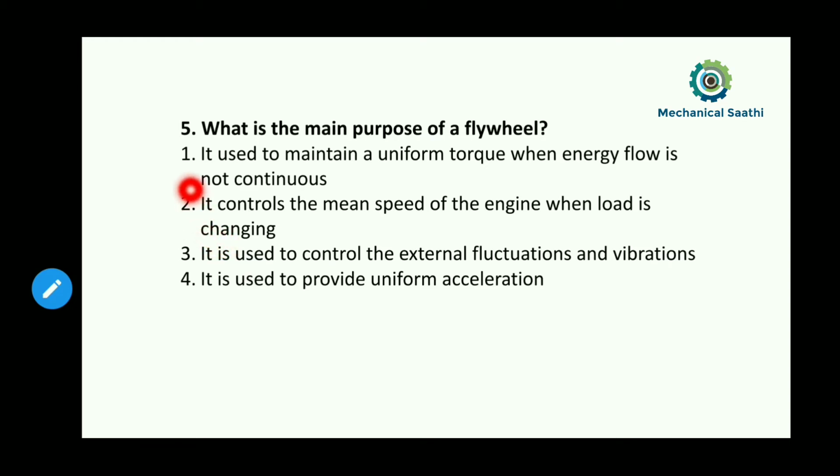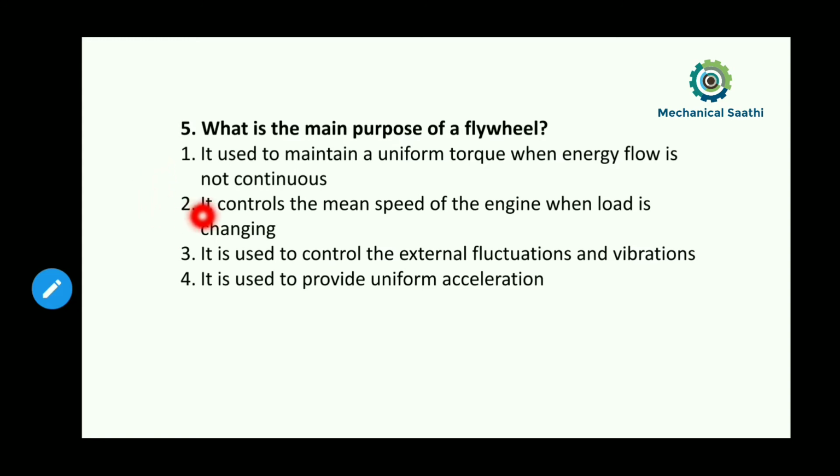Option 1 says it is used to maintain a uniform torque when energy flow is not continuous. So when energy flow is not continuous, to maintain a uniform torque in any shaft, we use the flywheel. So option 1 is the correct answer for question number 5. How is it doing so? It has a higher mass, and by using its inertia it does this. So option 1 will be the correct answer.